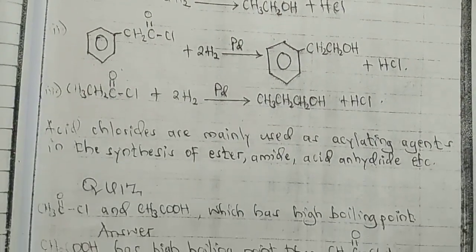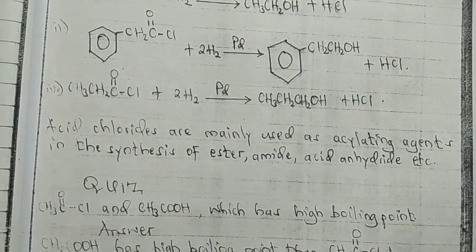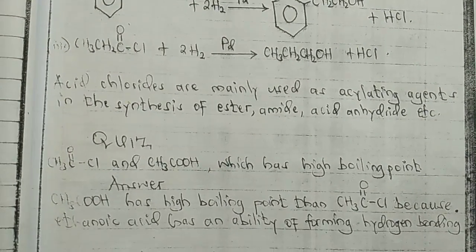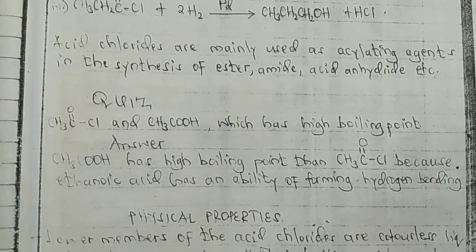So the acid chlorides are mainly used as acetylating agents in synthesis of ester, amide, acid anhydride, etc. So we may have a quiz here. Huyu hapa and huyu hapa, which one has the higher boiling point? Why? Give reason. The answer: carboxylic acid has a higher boiling point than this one. That's because of the ability of forming hydrogen bonds.